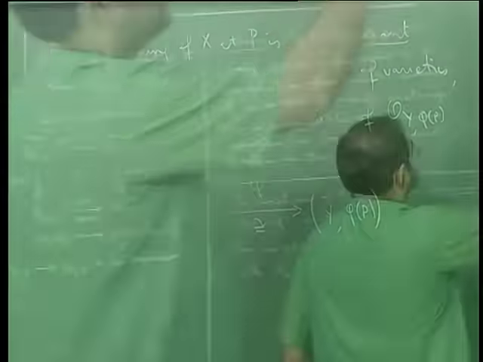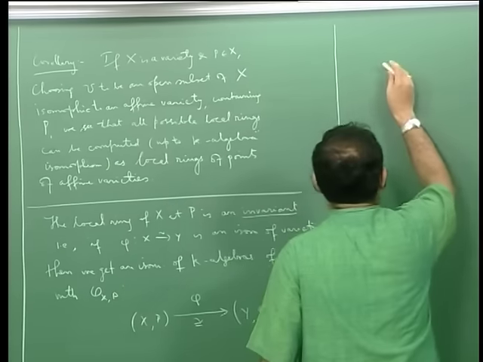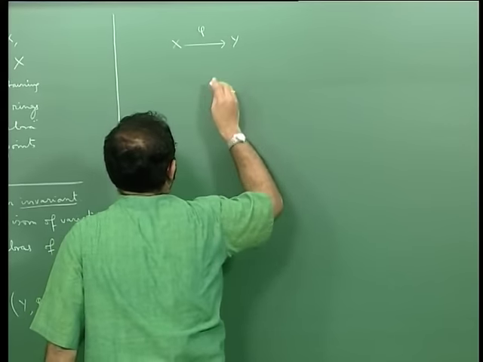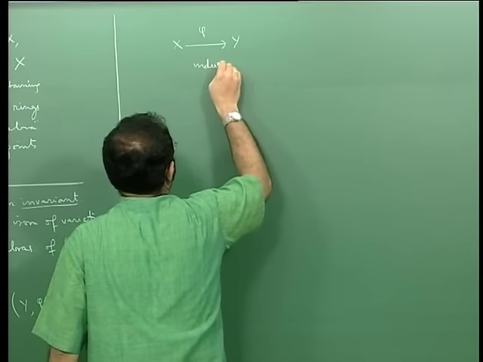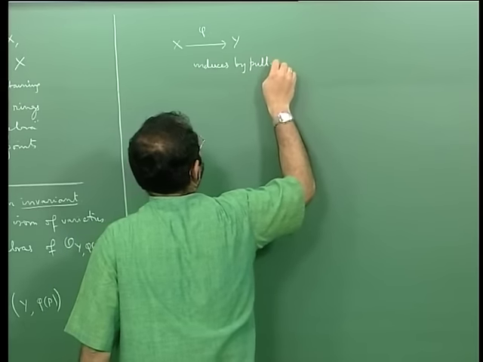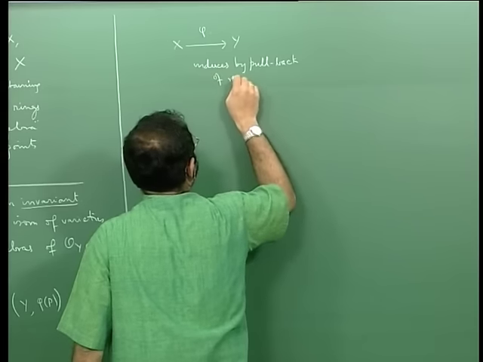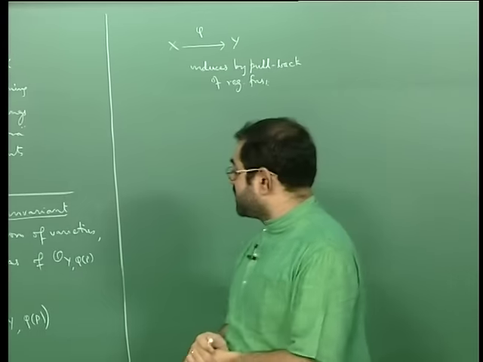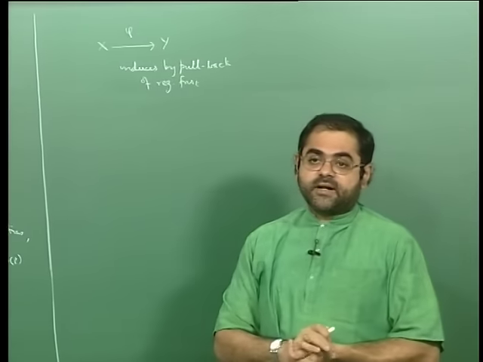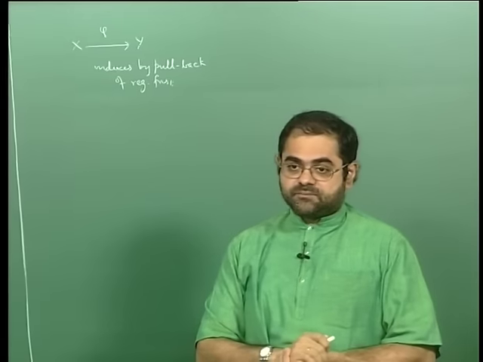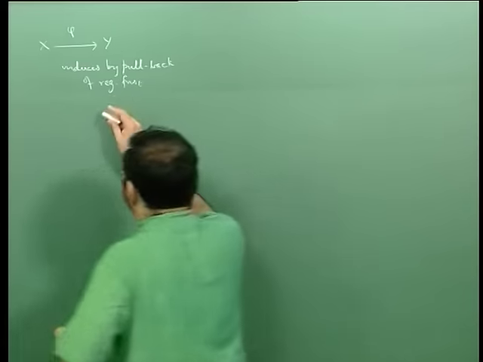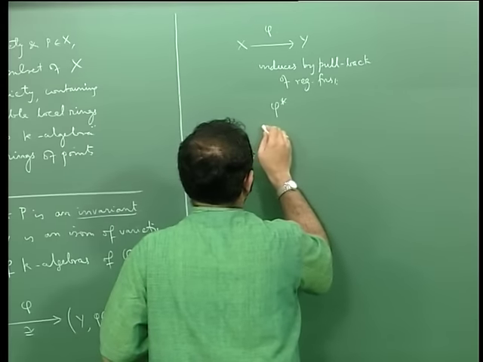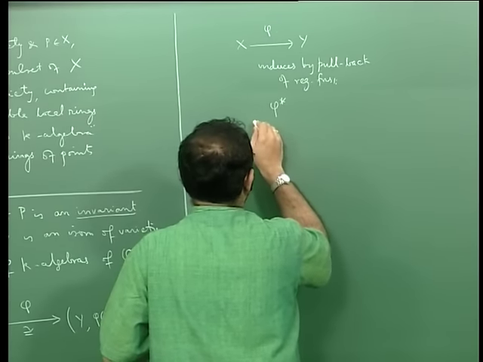The reason is very simple. You have x, you have y, and you have phi. So this phi will induce, by pullback of regular functions, a map. Phi is of course an isomorphism, but even if phi is just a morphism of varieties, it is supposed to pull back regular functions to regular functions. So phi is going to induce a pullback, phi upper star, and it is going to go in this direction.